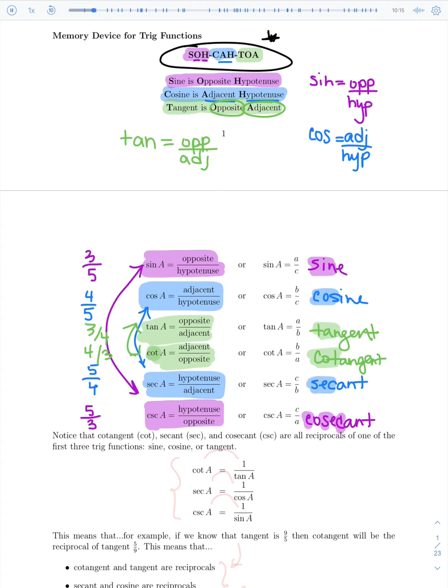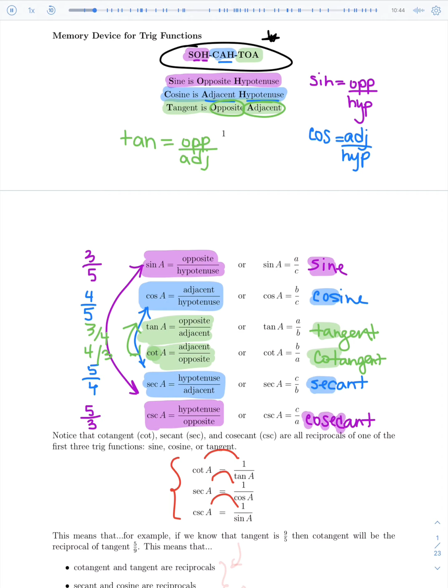So the only one that seems kind of odd is the cosecant was shortened to CSC, but that'll be something that you just adapt to. It's not a big deal. So now we know which ones are reciprocals of one another. That's what this lower part is saying, is just that cotangent is the reciprocal of tangent, secant is the reciprocal of cosine, and cosecant is the reciprocal of sine.